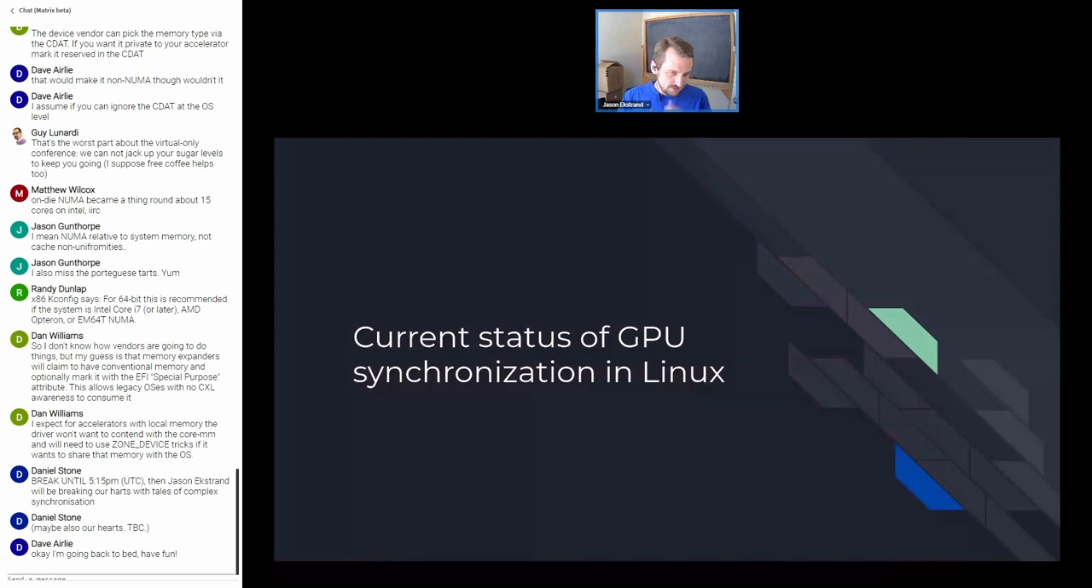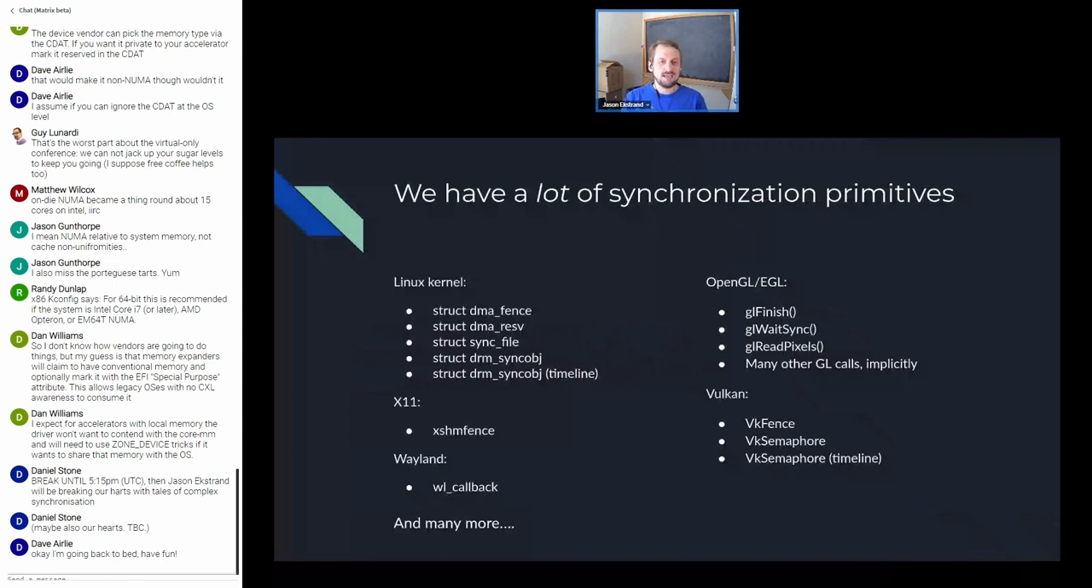So let's talk a little bit about the current status of GPU synchronization in Linux. Depending on what parts of the graphics stack you work on, you may have seen any or all of these different synchronization primitives. And this is not a complete list. The point of the slide is just to tell you that there are a killer of a lot of them, and they're everywhere. And every API seems to have a minimum of three.